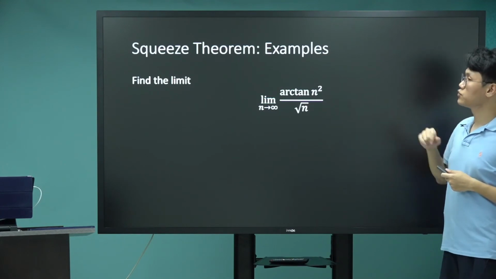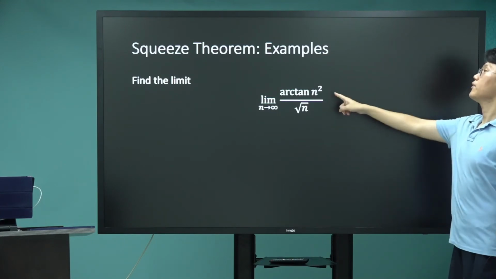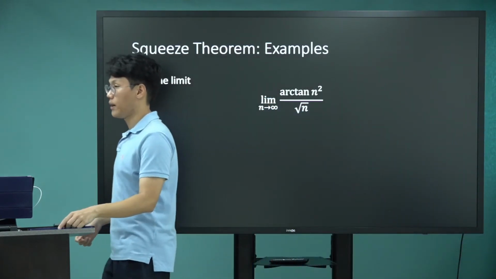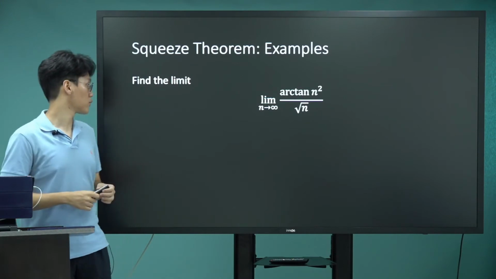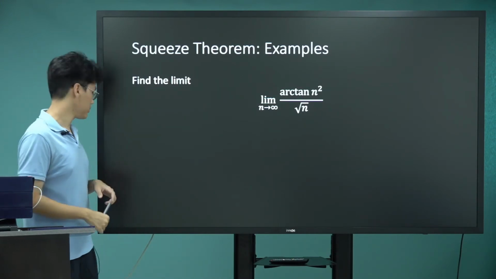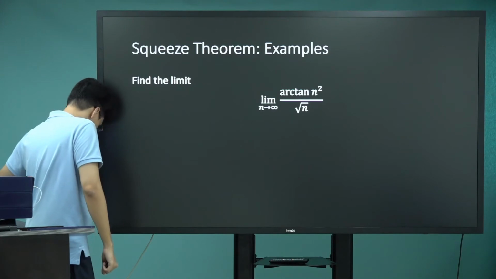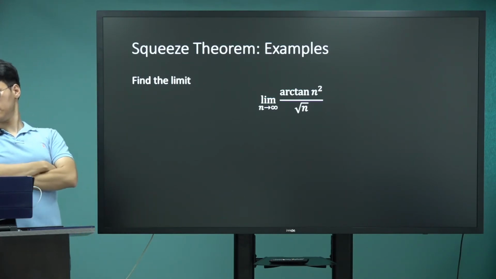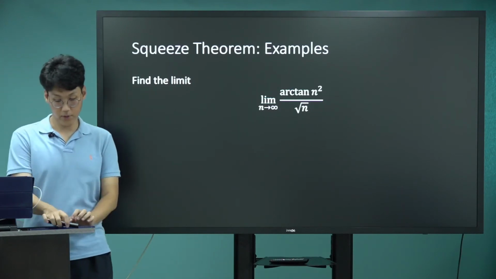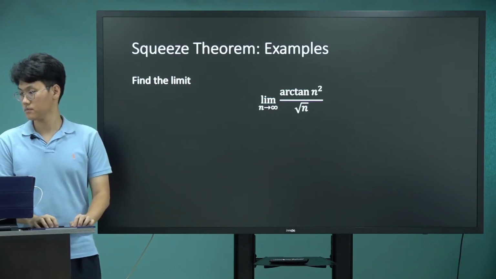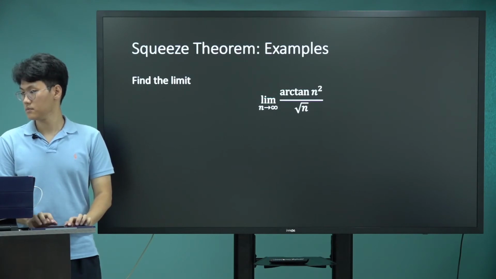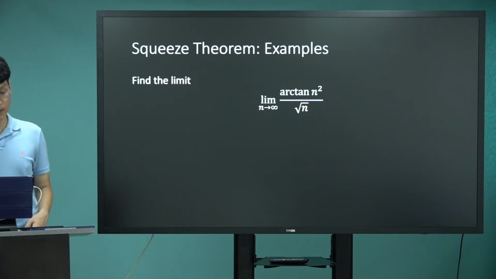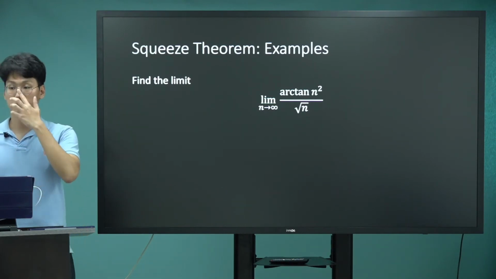So, on the YouTube chat, I want you to tell me what bound I'm going to choose for the arctangent of n squared. What bounds would you like to put on the arctangent of n squared? Is my numerator bounded? I think so. And if so, it's bounded by who?